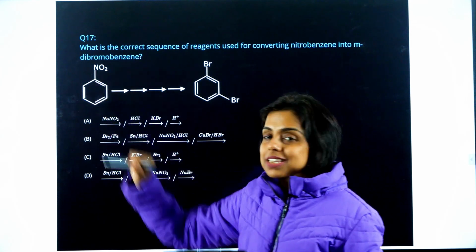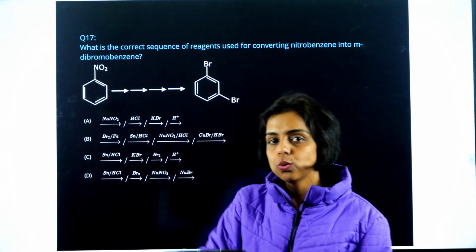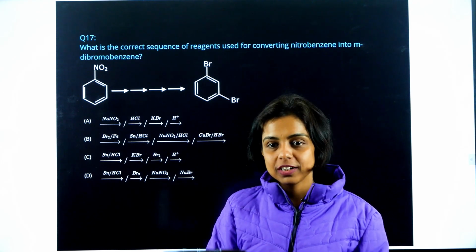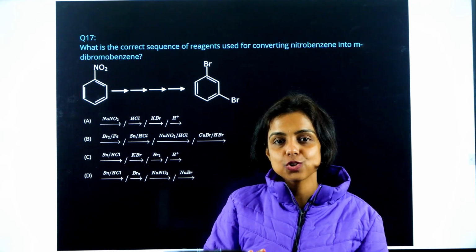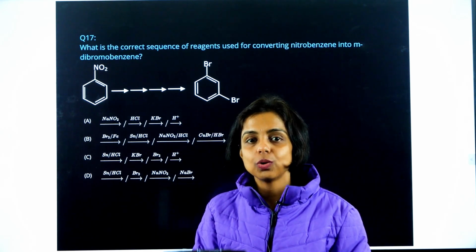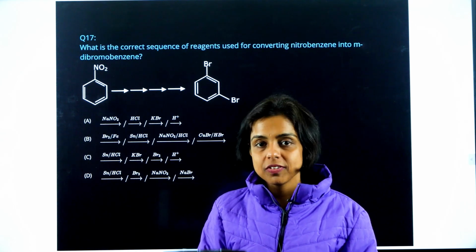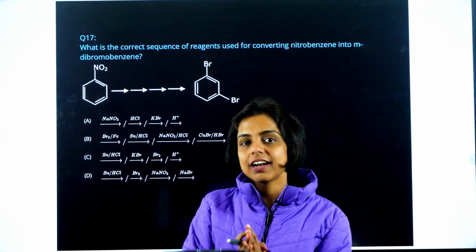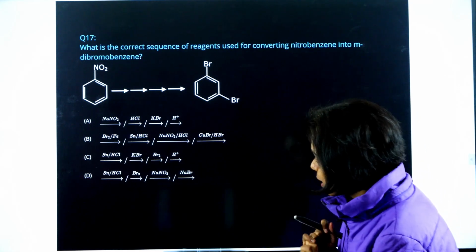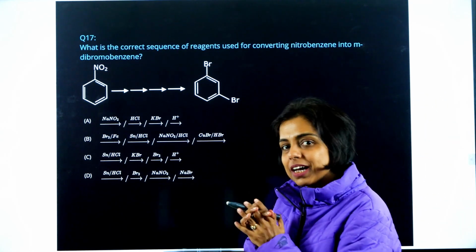Now we have to convert this NO2 to bromine. How can we convert it? First, reduce NO2 to NH2. Then make it a diazonium salt. On the benzene diazonium salt, CuBr and HBr addition replaces the diazonium with bromine. So we can follow that sequence to get two bromines at the meta positions. So what should be the sequence? First the bromination, and then conversion of NO2 to Br.